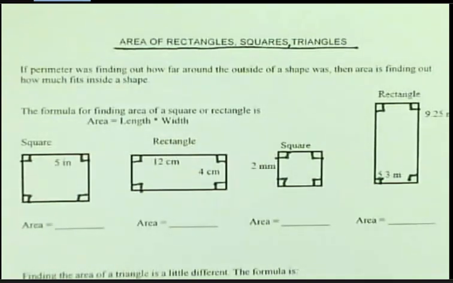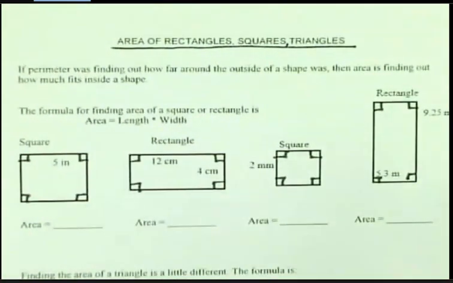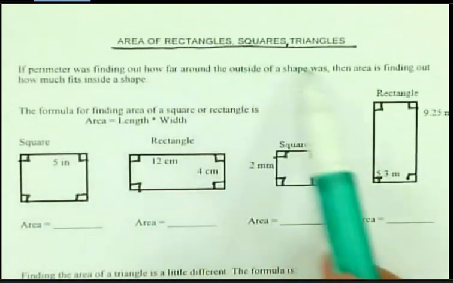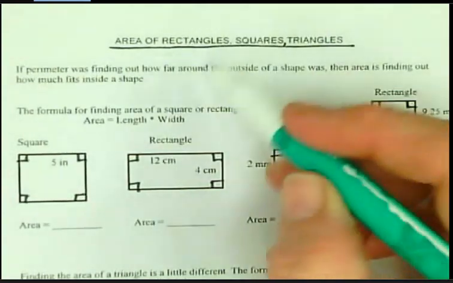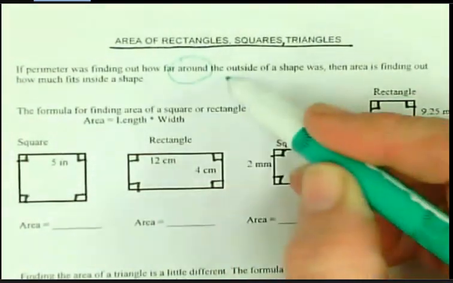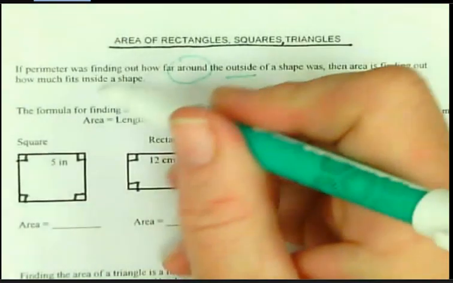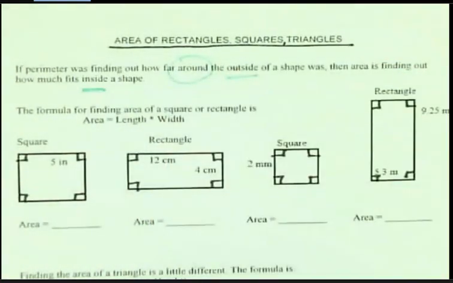Rectangles and squares, super duper easy. Triangles, still pretty easy, all right? So notice I'm not making you write notes on this one. If perimeter was finding out how far around the outside of a shape was, then area is finding out how much fits inside a shape.